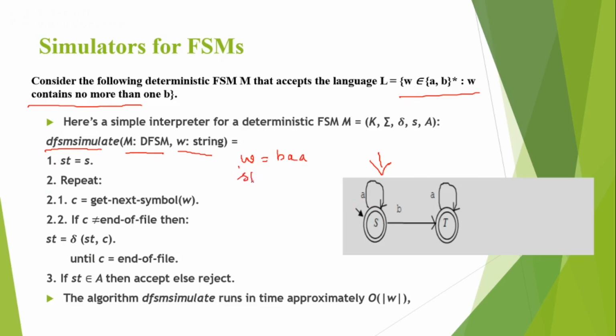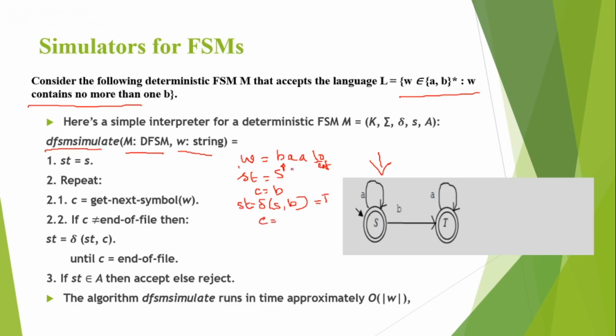First, ST is the state that holds the current state. Currently it is in the start state, S. Then get the next character of the string, so C equals get next symbol. These few steps I have to repeat until I reach the end of file. First I read the character C, then I check the transition on this character. The current state is S, and on b the transition gives you T, which is assigned to ST. Now ST is updated with T.